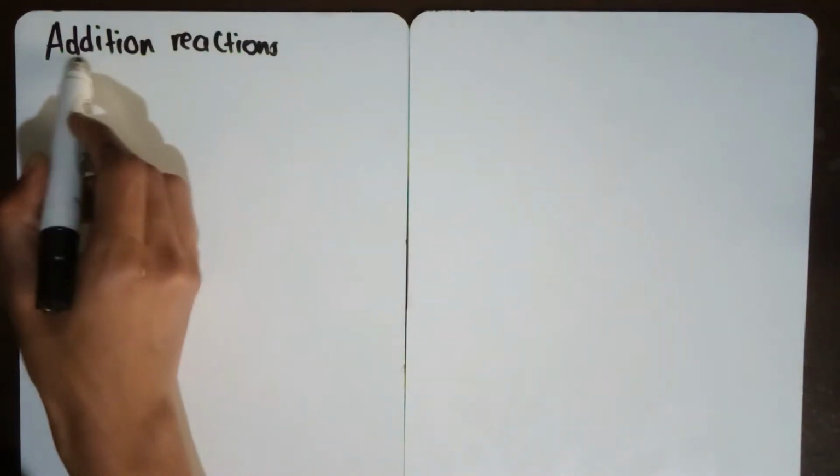Let's try to move our attention to organic reactions. The first type of reactions that we're going to be dealing with are addition reactions. In the next lesson, we'll talk about elimination, and the lesson after that, we'll talk about substitution. So let us get into it.